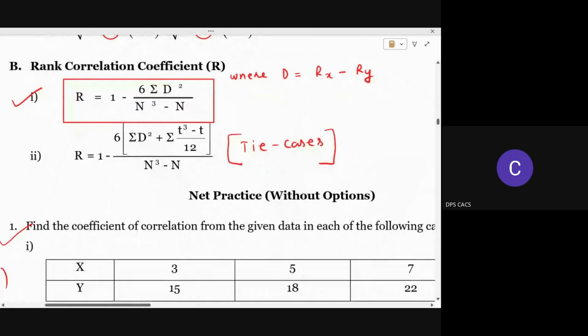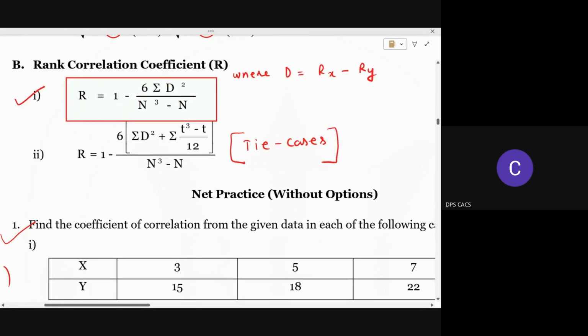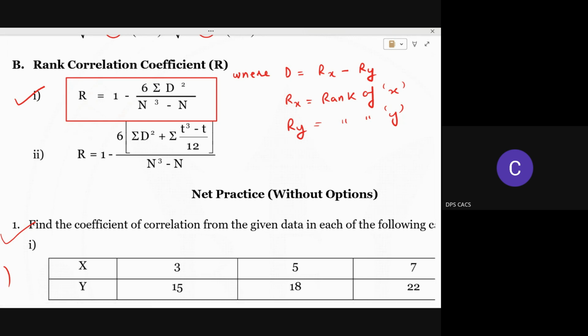Where capital D is Rx minus Ry. Write down in the same page, you need to revise things later on. What is Rx? Rank of X column. Ry is rank of Y column. So D is the difference of rank. Can I say that? D for difference, difference of the ranks between X and Y. Any problem? And what is this capital N?